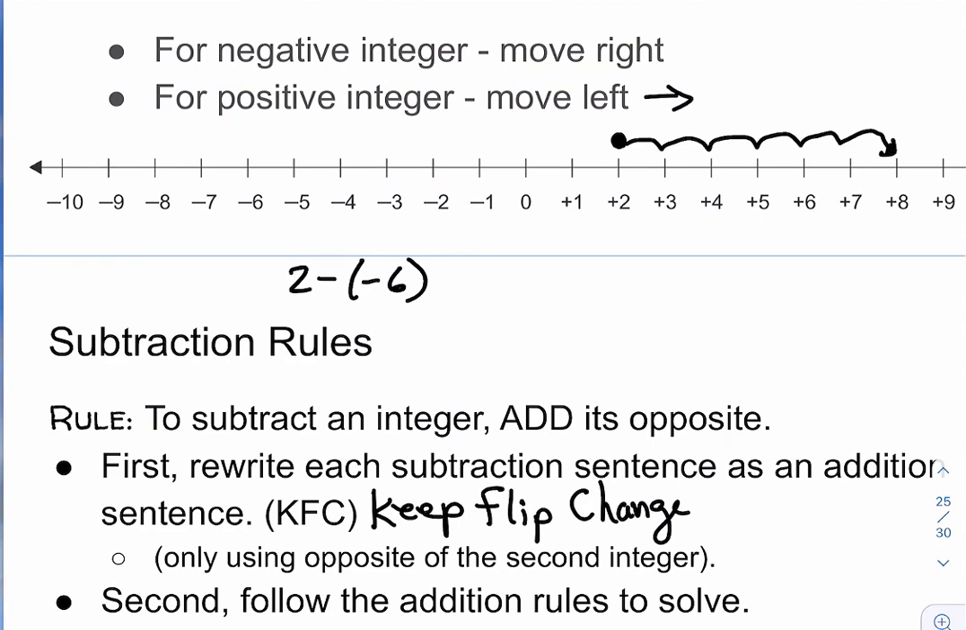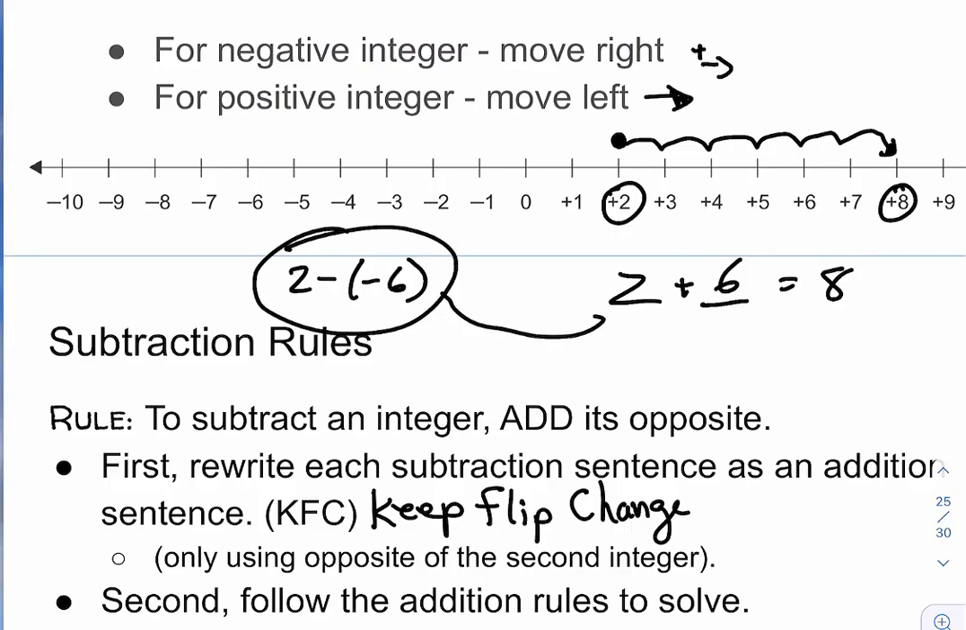When you look at this, what have you done? You're at 2, and I've ended at positive 8. If I'm going to the right, I'm subtracting a negative, or I'm adding a positive going this direction. 2 plus something gets me to 8. We know 2 plus 6 gets me to 8. So here you see the connection between this and this. 2 subtract negative 6 equals 2 plus its opposite, which equals 8.